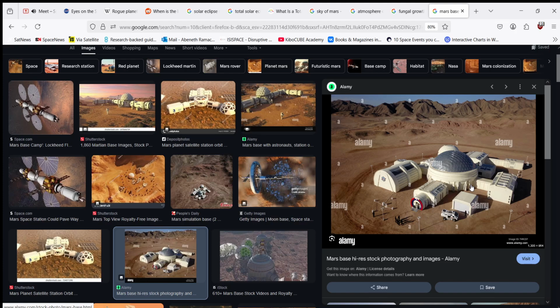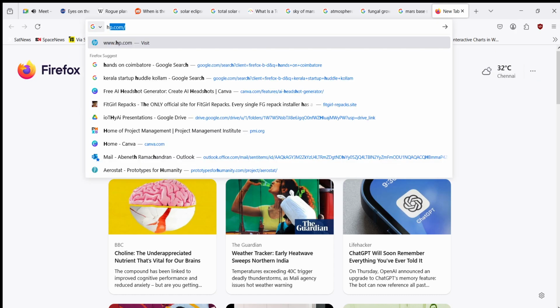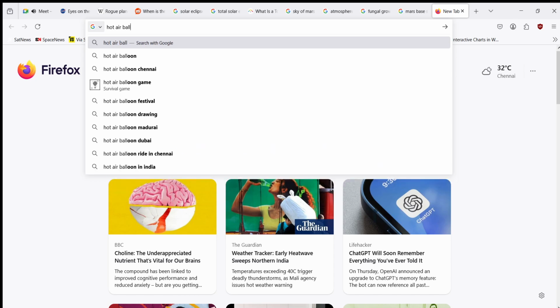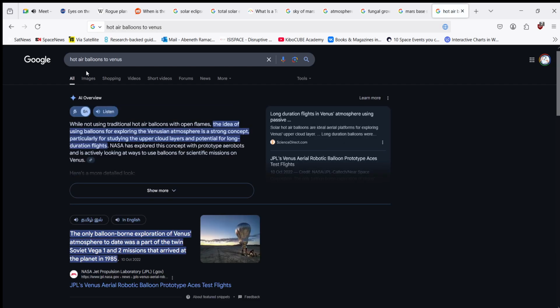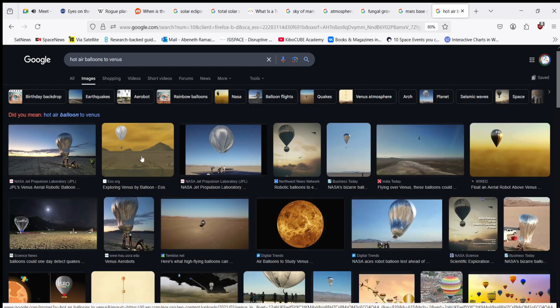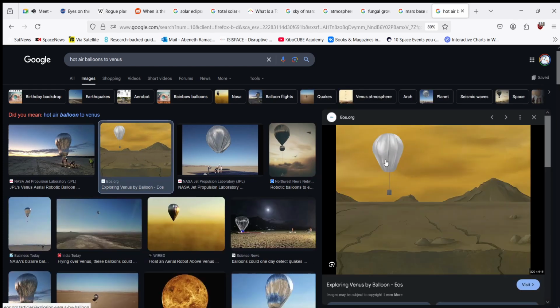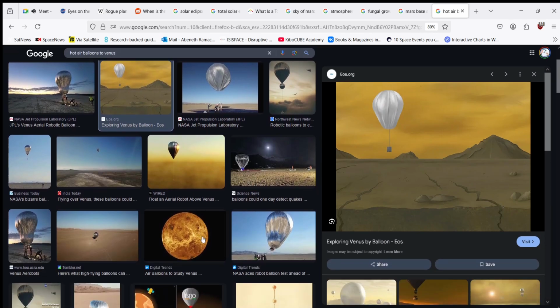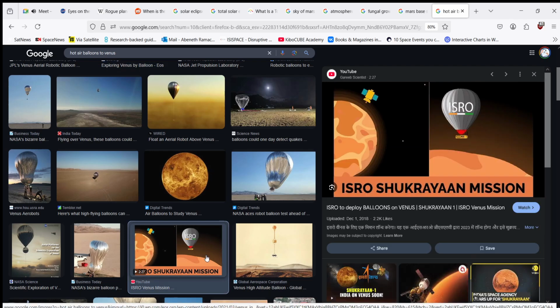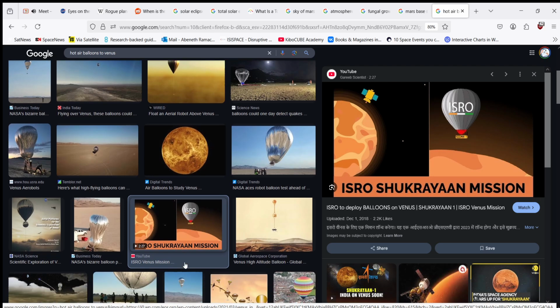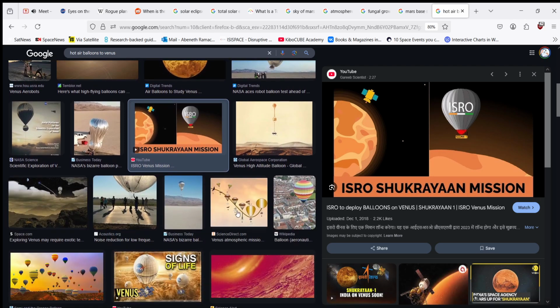Maybe after 100 years, can we go to Venus? No, it's not possible to go to Venus, but there is a hypothetical situation to send hot air balloons to Venus. There is a planned mission sometime in the 2030s to send hot air balloons which will float like this on the surface of Venus. It's a very planned mission. ISRO has called it the Shukran mission, which is going to happen sometime in the 2030s or 2040s. You have to have a lot of money to do it.